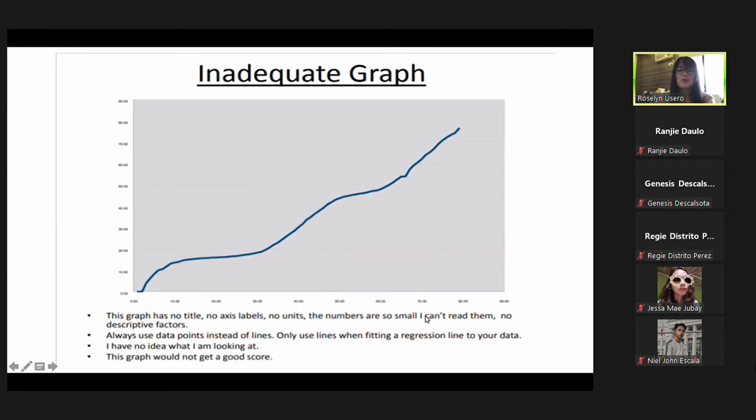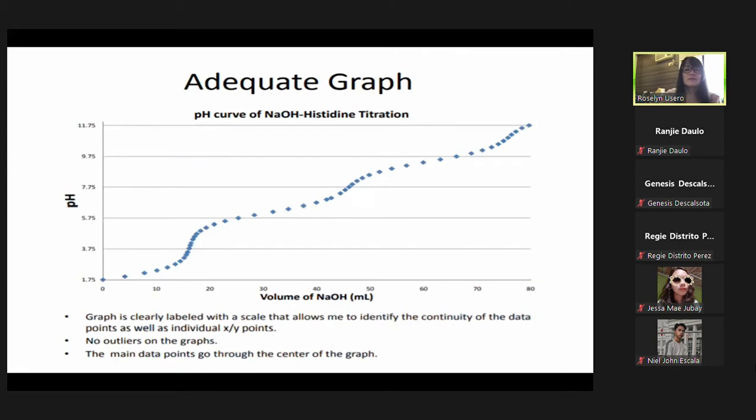The numbers are so small, no? So wala man sang descriptive factors. And wala man legend. Okay? So this graph would not get a good score. Okay, this is what should be in a graph, no? That you want to contain in your results sa report. Okay?